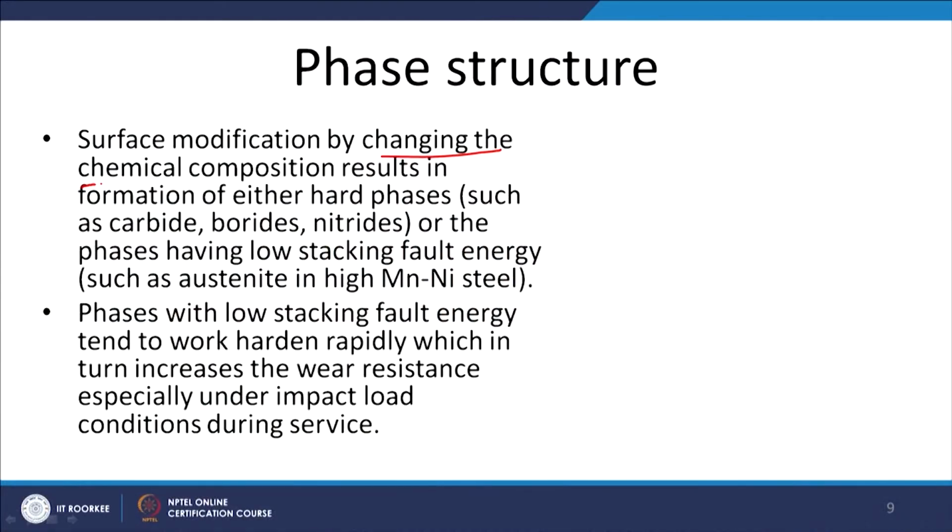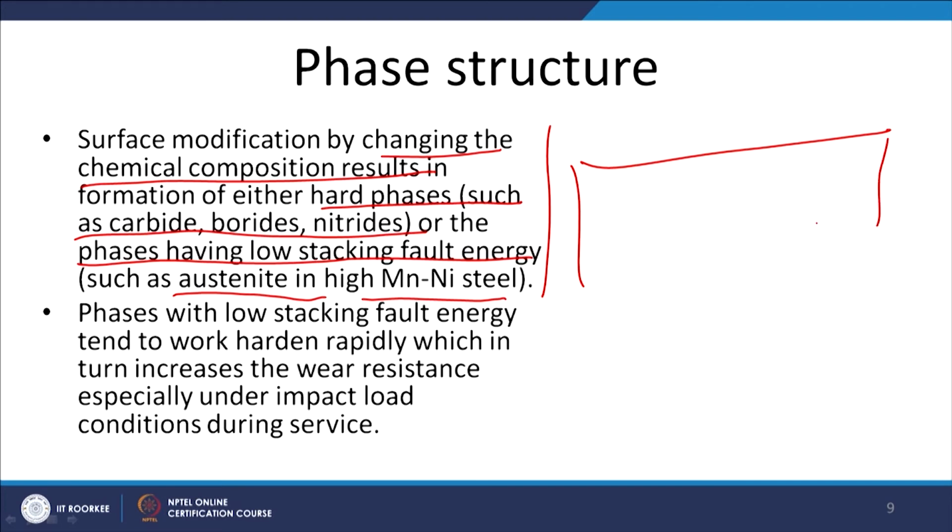On the phase structure side, surface modification by changing the chemical composition results in various types of phases, such as the formation of hard phases, carbides, borides, nitrides, or phases having low stacking fault energy like austenite and high manganese steel. These will either result in the required hardness or reduce the stacking fault energy by having the required material at the surface.